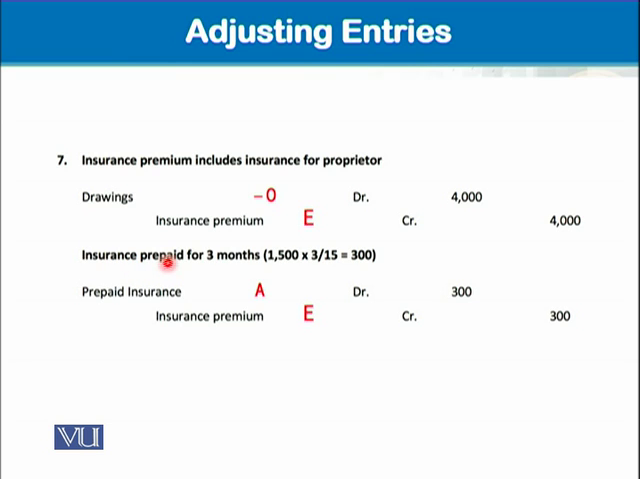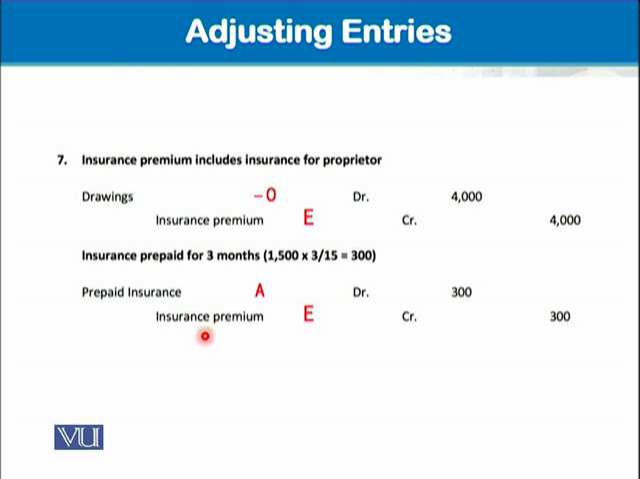And then insurance prepaid for 3 months. 1,500 is the amount which is in fact showing us 15 months. 3 months are paid in advance. So this 3 by 15 will give us 300. This 300 is prepaid insurance, which is our asset. And this insurance premium will be reduced. We have to put minus here. And this 300 is credit in the insurance premium.